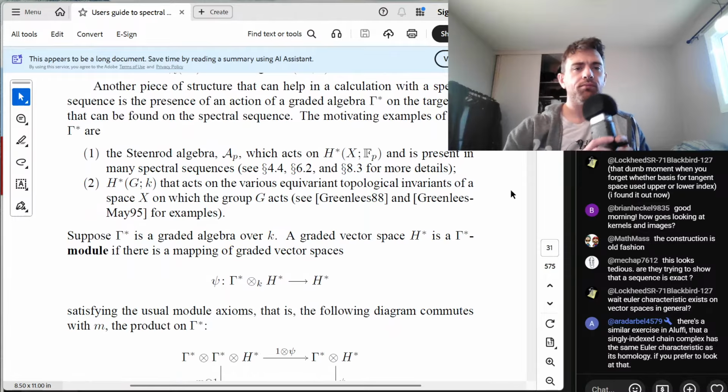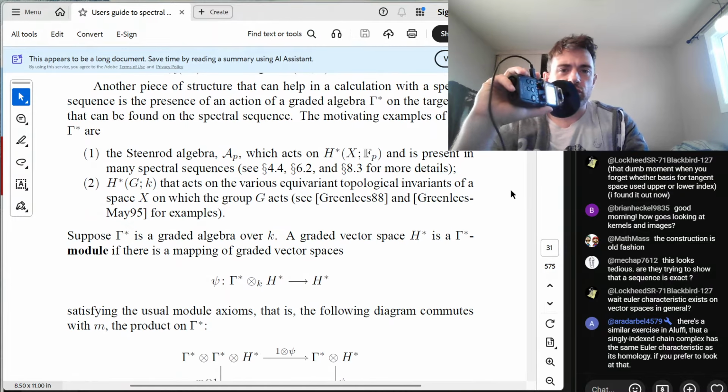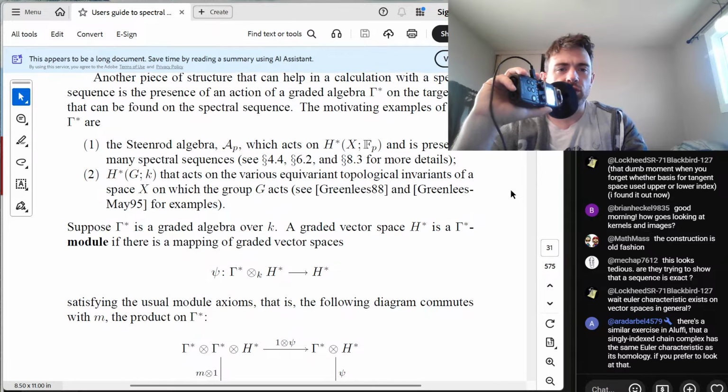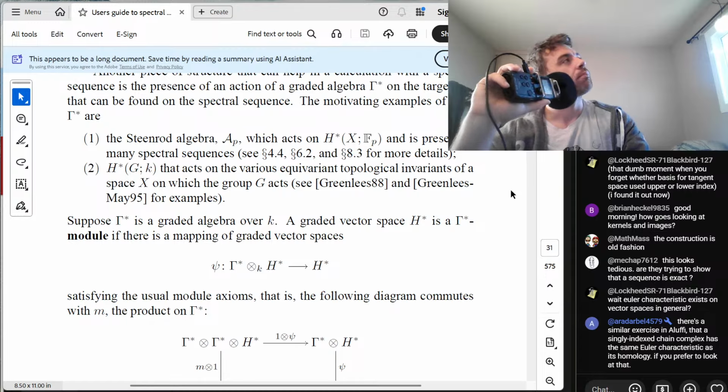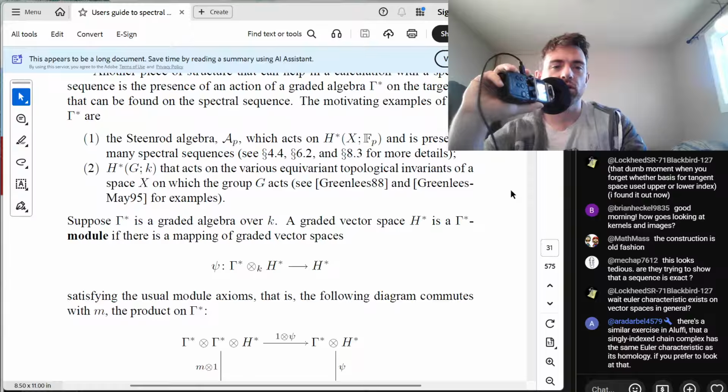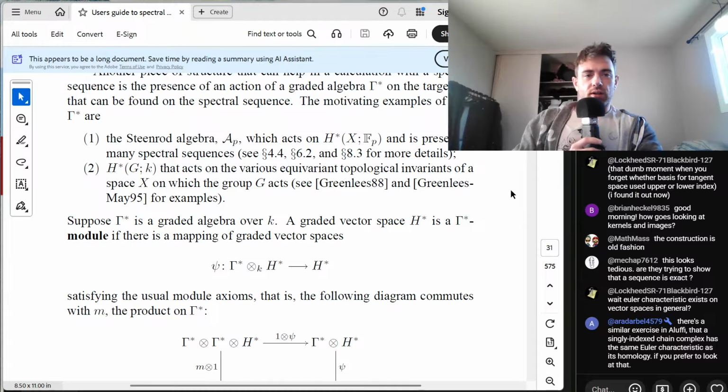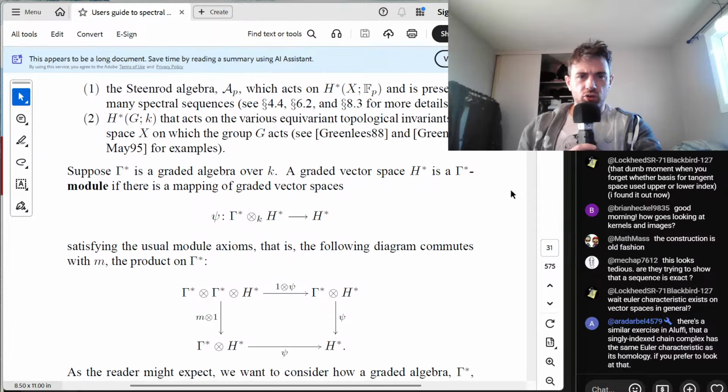Nice. Okay. Another piece of structure that can help in calculation with a spectral sequence is the presence of an action of a graded algebra on the target. Holy moly. Graded algebra on the target. That can be found on the spectral sequence. For example, the so-called Steenrod algebra, which acts on the F_p coefficient cohomology in many spectral sequences. Looks like we've got examples coming up, quite a ways down the line. We're still in chapter 1 here.